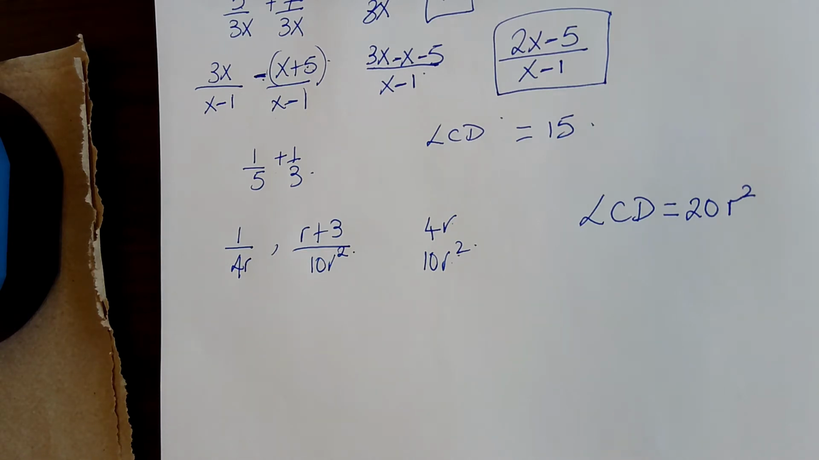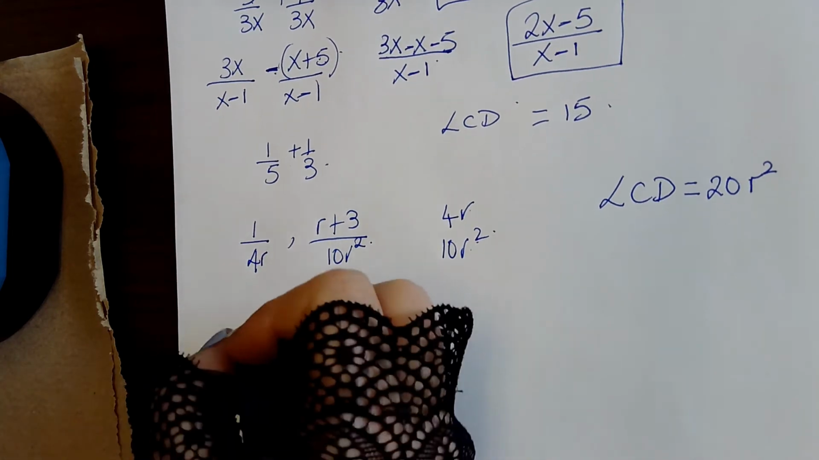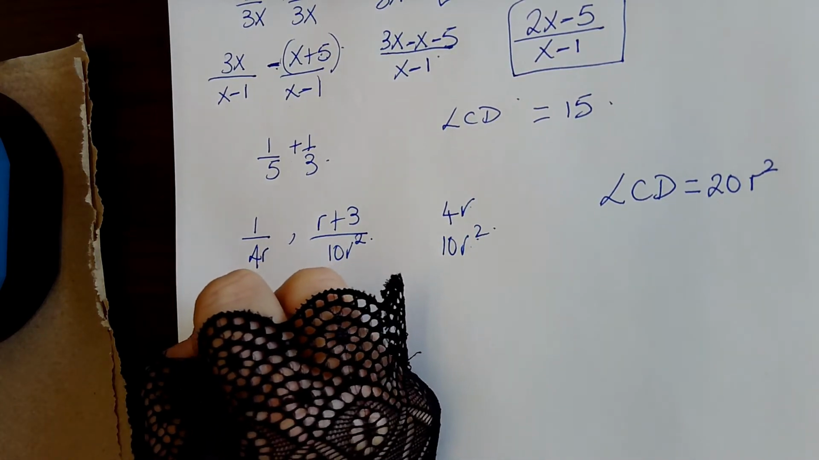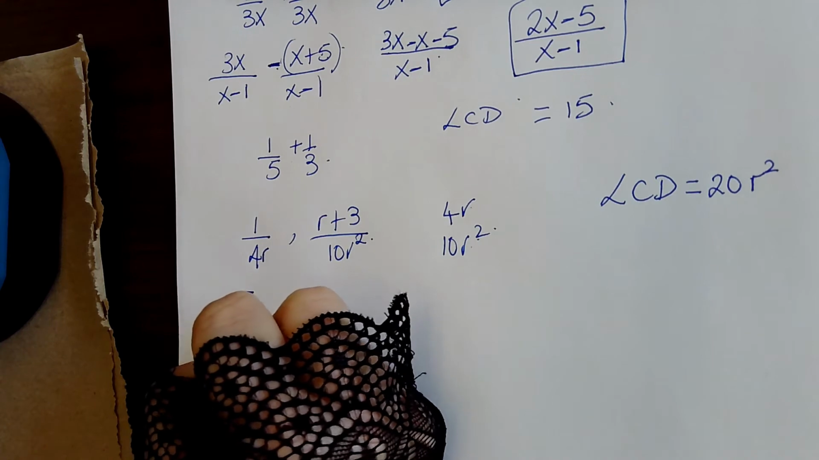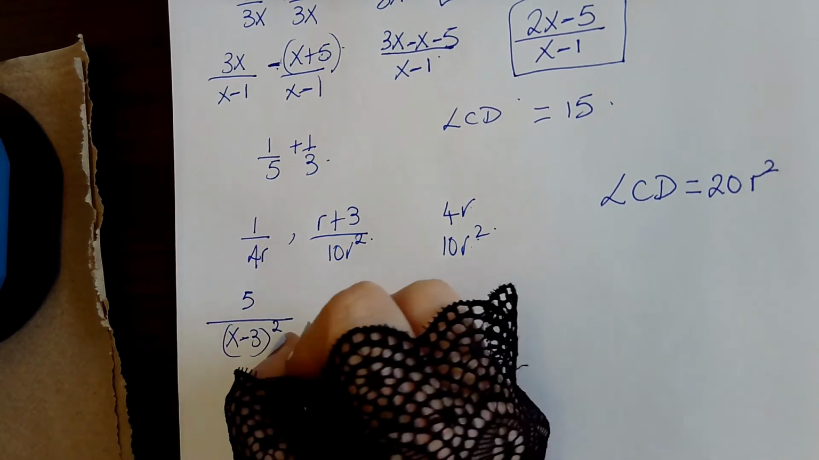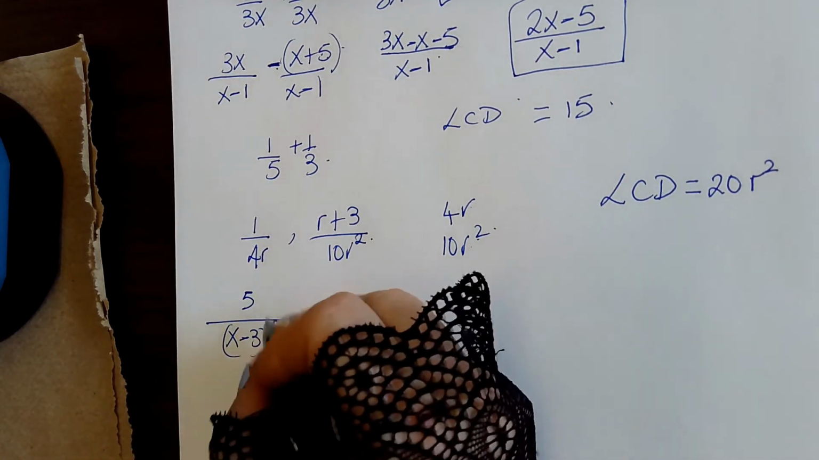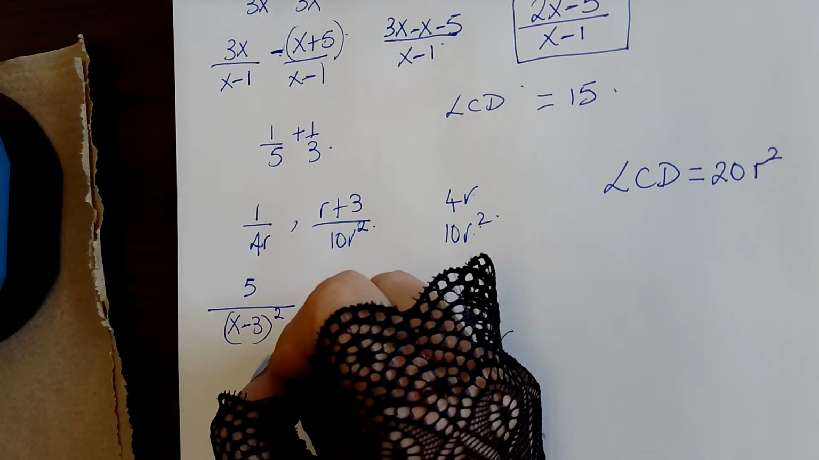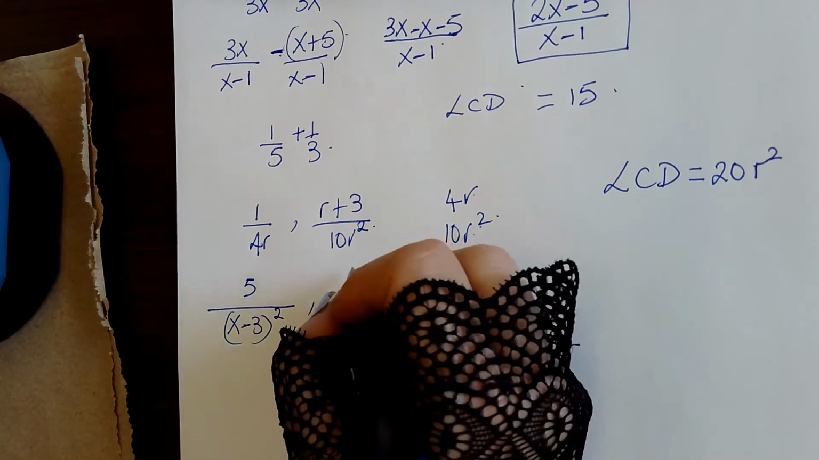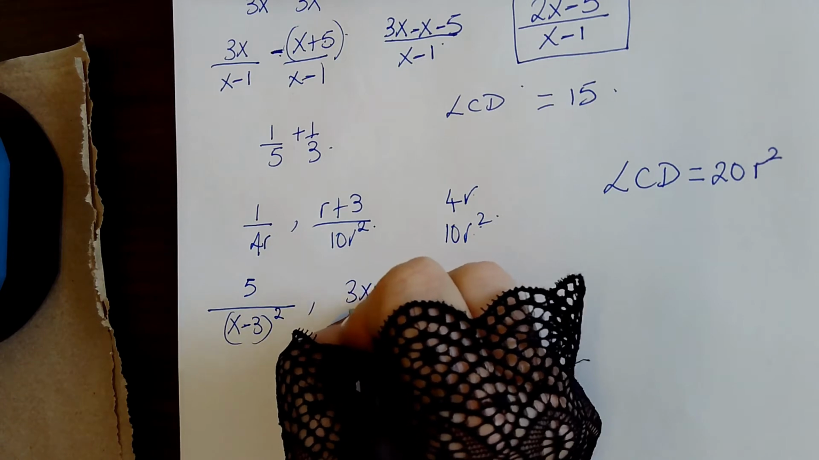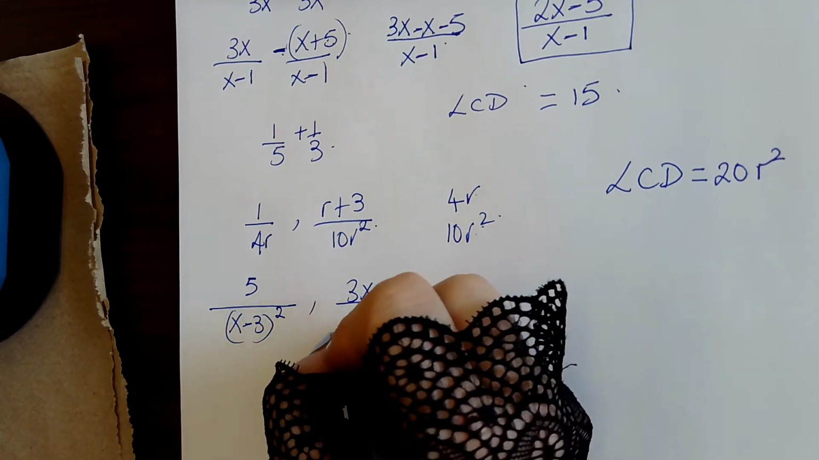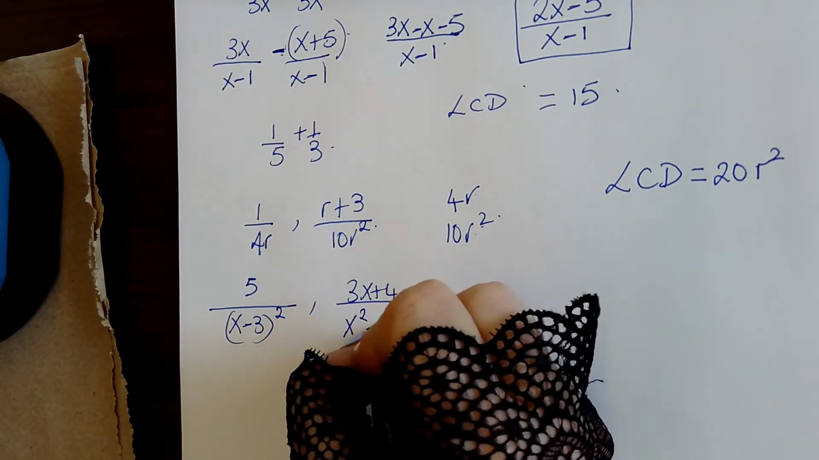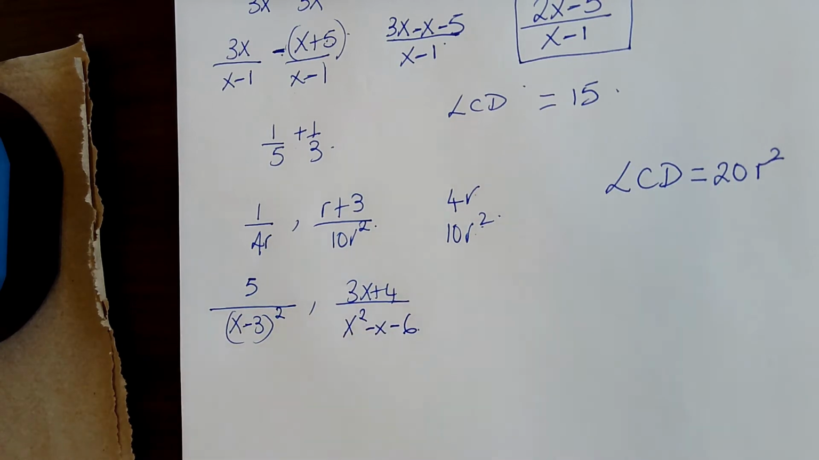So let's do another one, okay? Because they're going to get a little bit more to them. But if you understand this process, then you're going to be fine. So there's the first fraction, 5 over x minus 3 to the second power. That means there's 2 of them. And 3x plus 4 over x squared minus x minus 6.